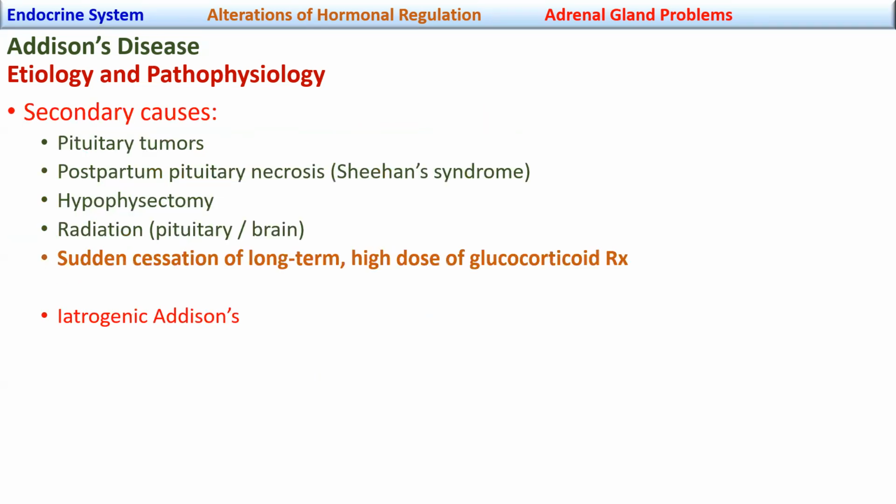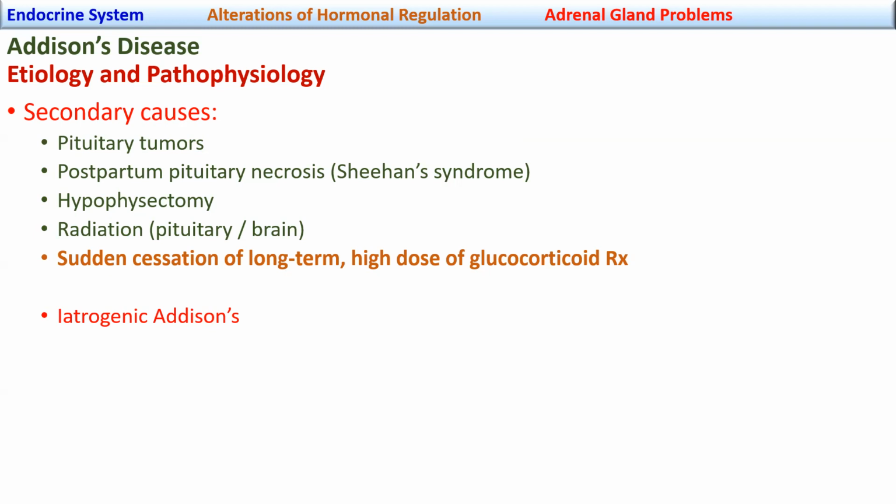Now, the secondary causes for Addison's disease: pituitary tumors, a tumor that affects the pituitary gland, or postpartum pituitary necrosis, like what is called Sheehan syndrome, for example, which is a syndrome that results from bleeding after or during the postpartum period. That can be explained by a decreased perfusion due to this hemorrhage. There will be decreased perfusion to the pituitary gland, and then that could result in Addison's disease.